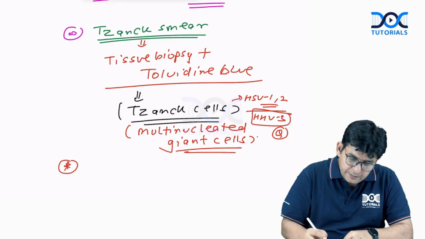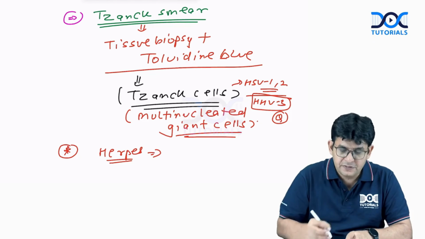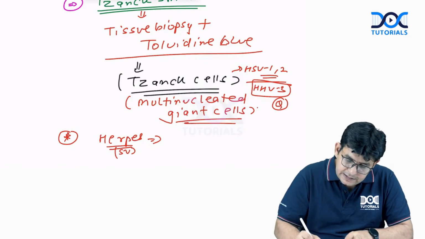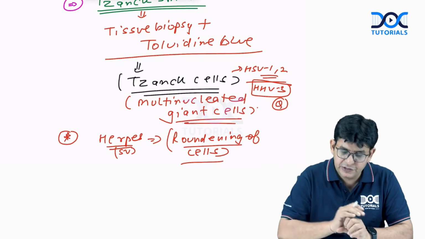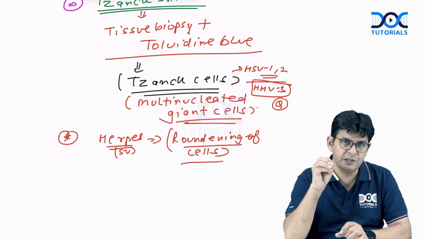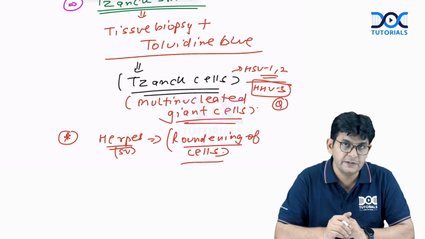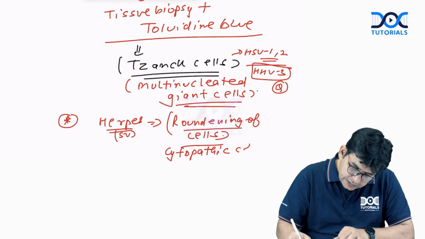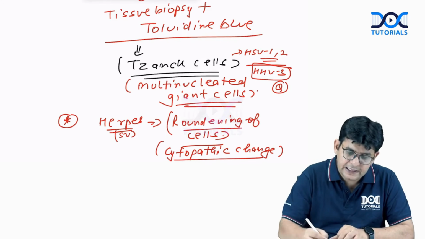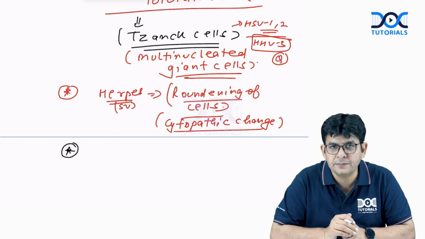Talking about the cytopathic effect of herpes simplex virus, HSV, it is rounding. It does rounding of the cells. After infection, suppose you put it in cell lines, it will do rounding of the cells. Herpes simplex virus. So this is termed cytopathic change.